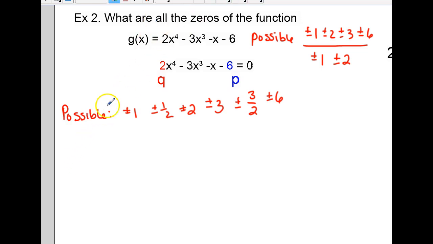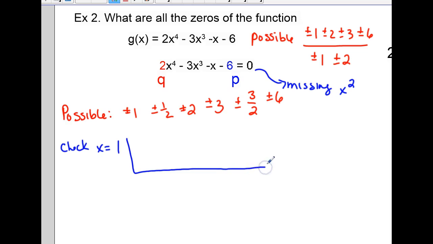Now I'm going to go through and start checking. So I need to be careful. I'm missing an x squared here, so we're going to add it in when we put our long division out there. Also, who do you want to check first? I would probably check x equals 1 first. X equals 1 or x equals negative 1 is an easy way to go. So I'm going to put the number 2, the number minus 3, a 0 for my x squared, a minus 1 and a minus 6.